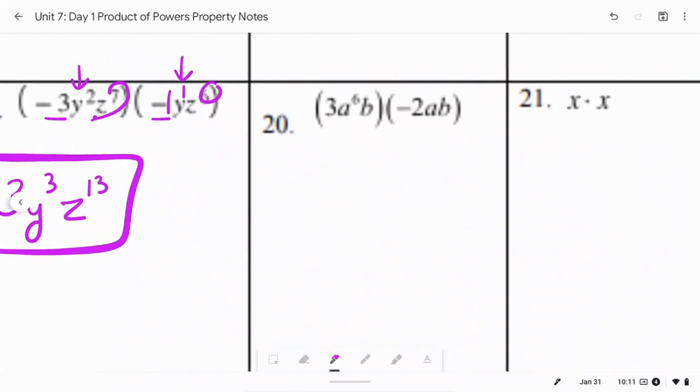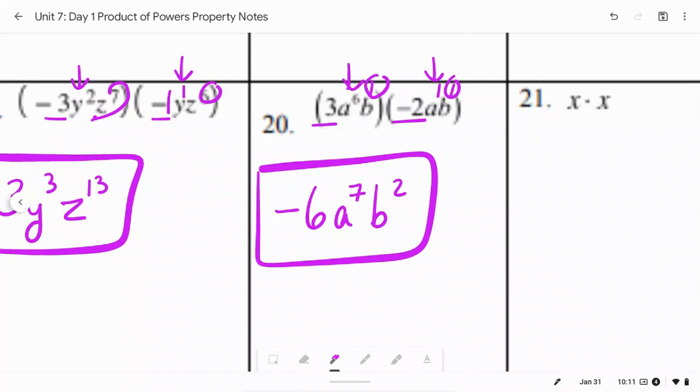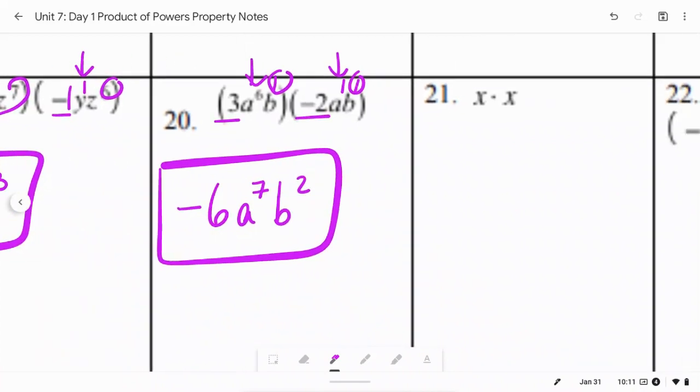Next example, put an exponent of 1 with that first b, and then an exponent of 1 with the second a, and an exponent of 1 with the second b. And let's multiply the coefficients. So 3 times -2 is -6, and then add the exponents. So 6 and 1 gives me a to the 7th, and then add the b's together to get b to the 2nd power. 21 is easy if you remember to put exponents of ones with the x's and then just add them together to get x to the second power.